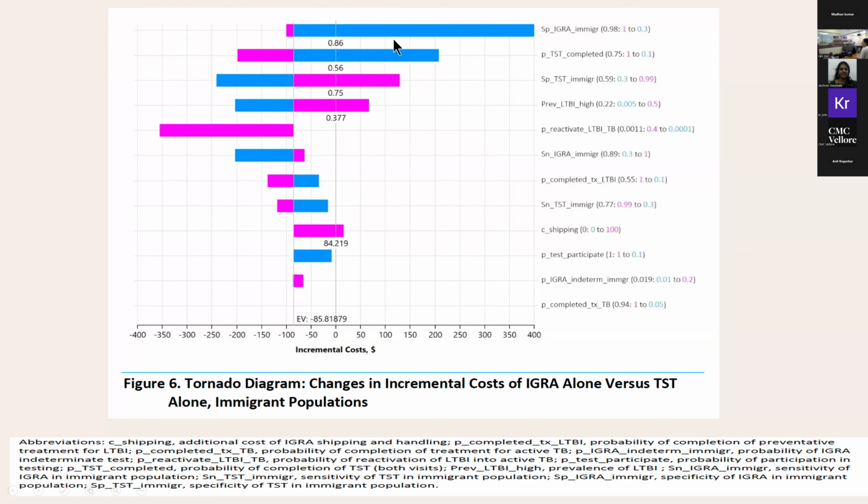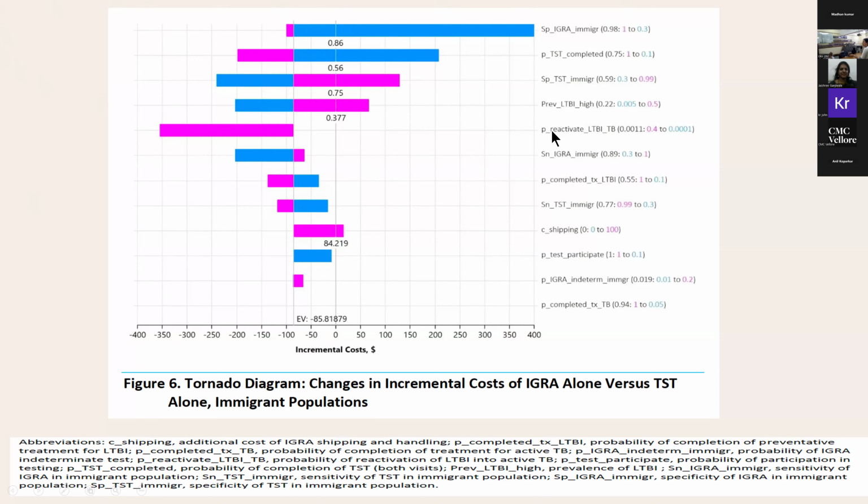Whereas if the specificity were to come down, if it is only, say, 70% specific or 50% specific or 30% specific, then the cost of doing that test goes up, because you're getting false positives and you end up treating them. So that is what this plot shows, and they've done that for each parameter.